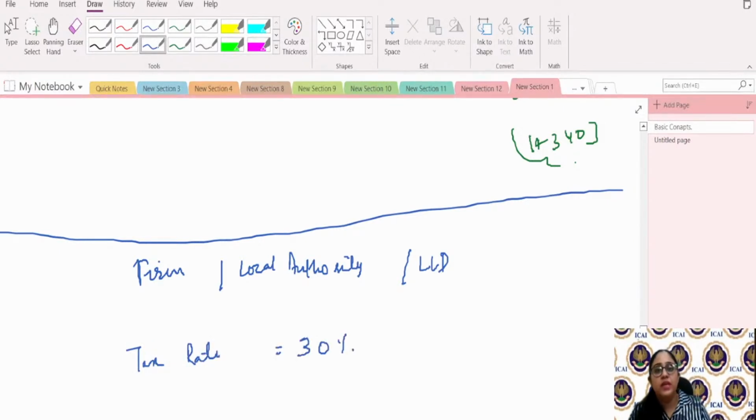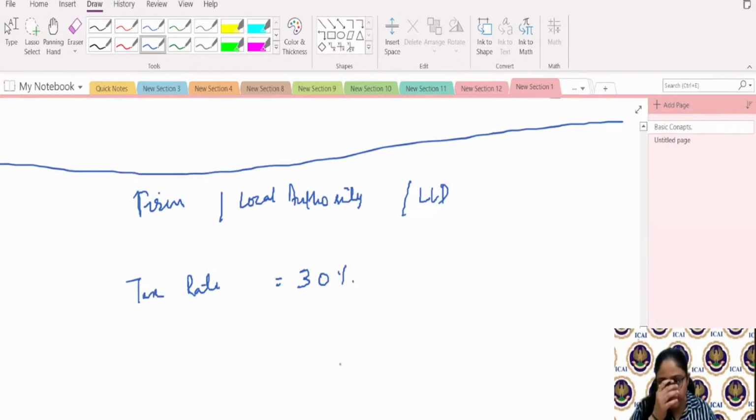You have an income of 1 lakh, 30,000 is your tax. You have an income of 2 lakhs, 60,000 is your tax. You have 10,000 as income, 3,000 is your tax. No basic exemption limit. Tax rate is flat 30%.